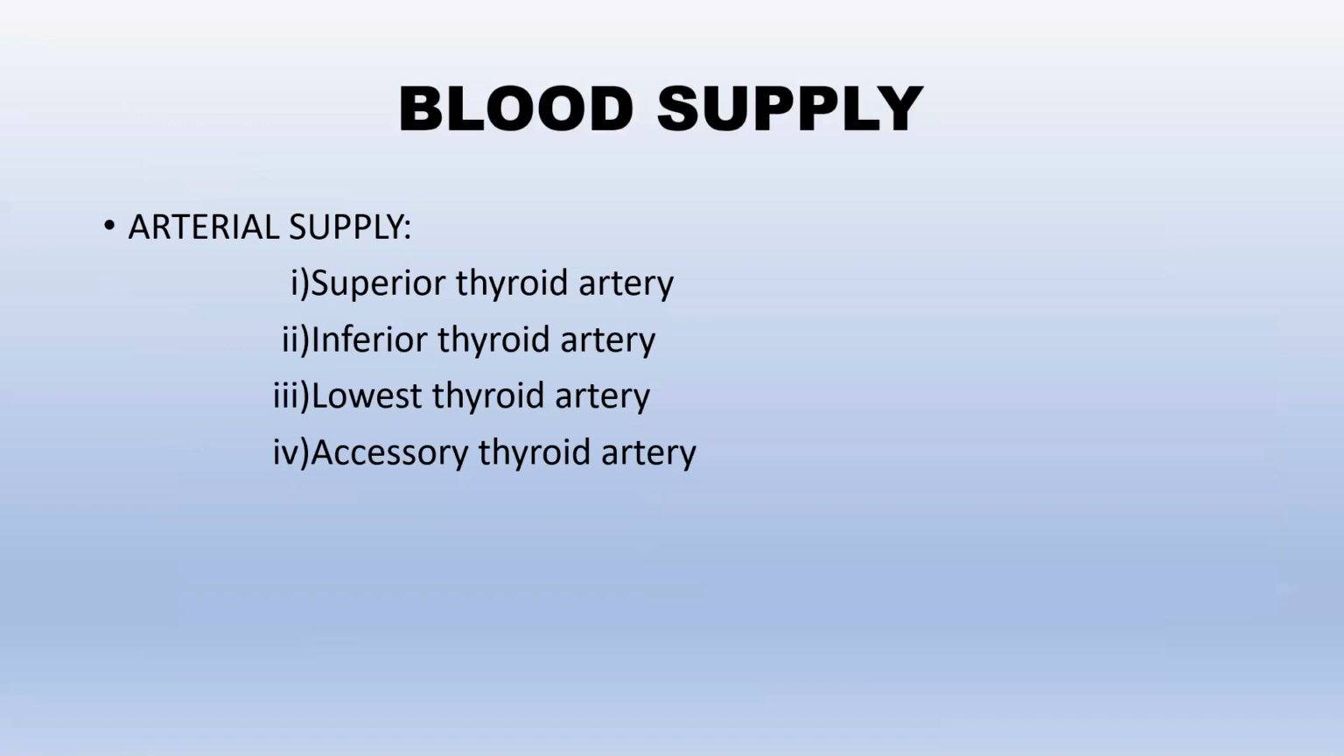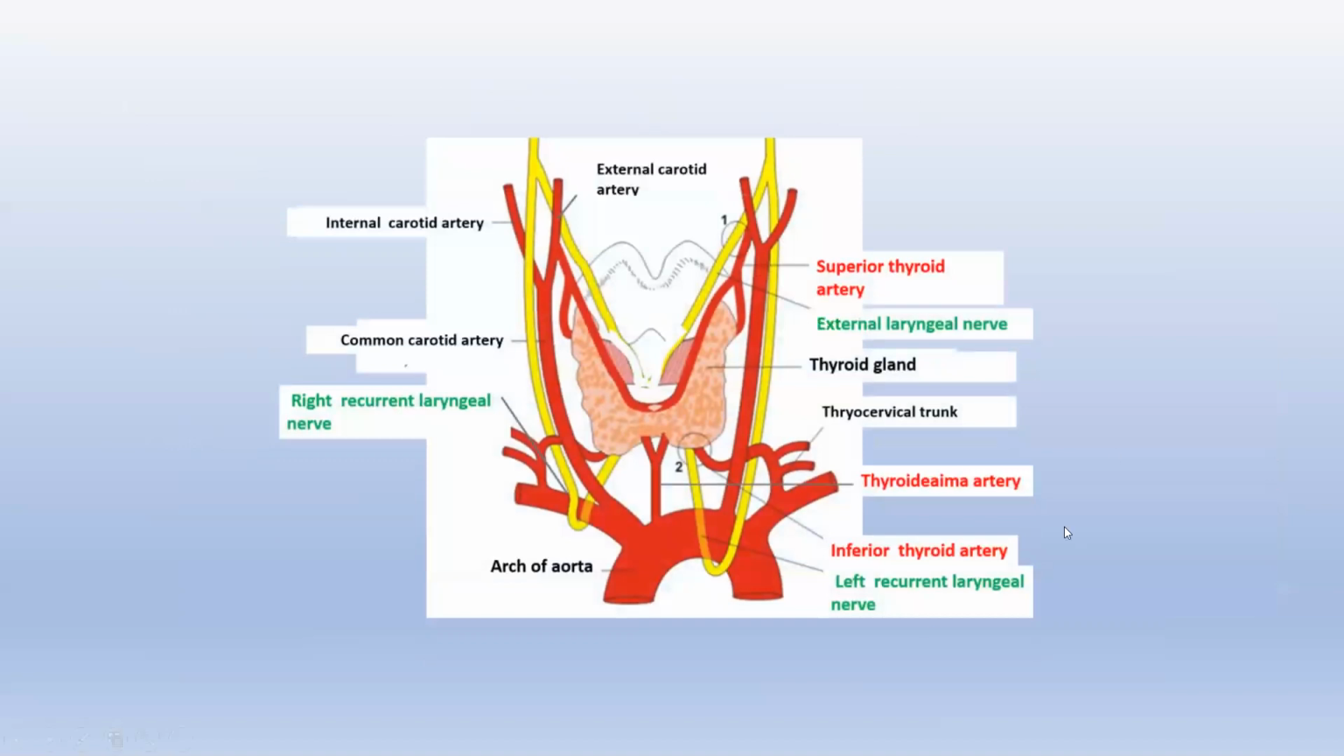So coming to the blood supply, first one will be the arterial supply. Four arteries are supplying here: superior thyroid artery, inferior thyroid artery, lowest thyroid artery and accessory thyroid artery. The superior thyroid artery, see here, this is the arch of aorta from the left ventricle, ascending aorta, arch of aorta, descending aorta. From the arch of aorta we have the branch common carotid artery. The common carotid artery divides into internal and external. The first branch of the external carotid artery is the superior thyroid artery.